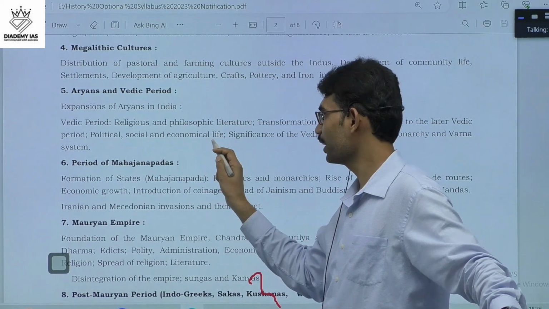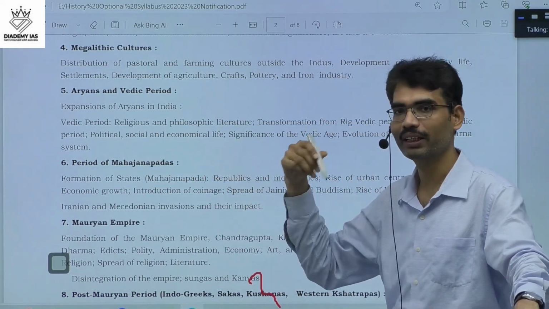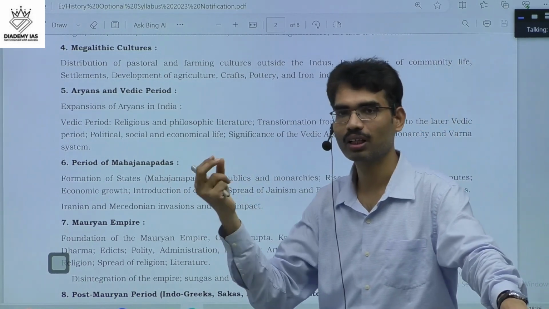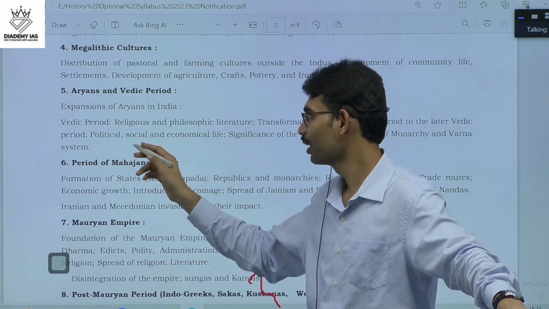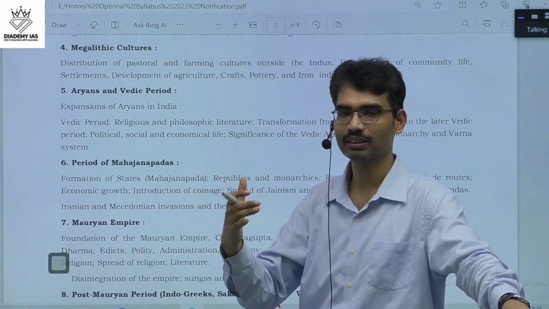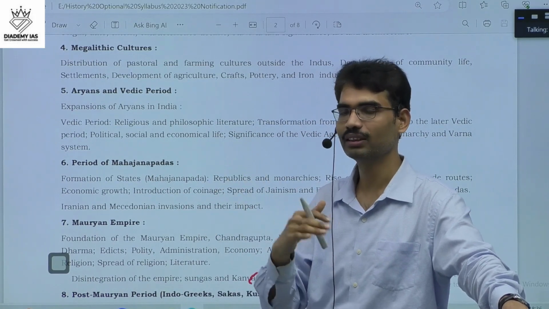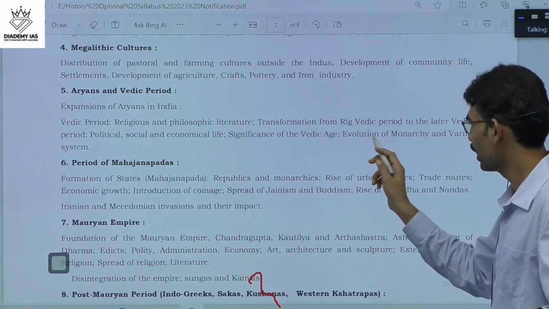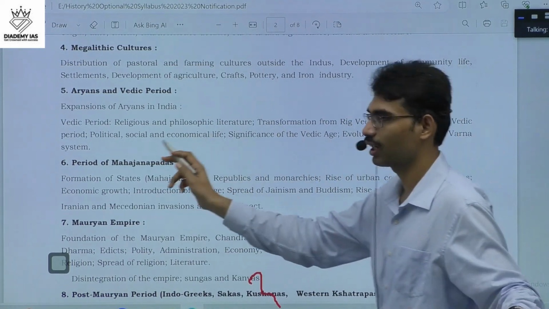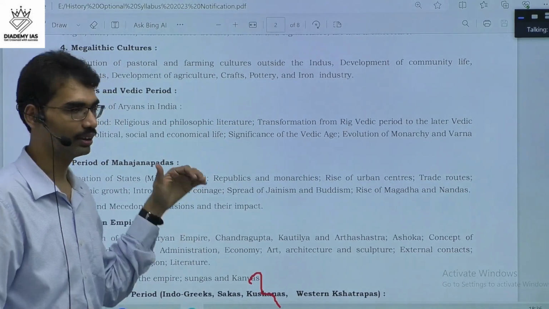Then socio and economic life. Society and economic life. The moment economy comes, then we talk about agriculture, artisan activities, trading activities. Same thing. Society, women condition, Varna condition, and education condition, family, the social elements. Significance of Vedic age, evolution of monarchy and Varna system. Monarchy, political, and Varna system, society.